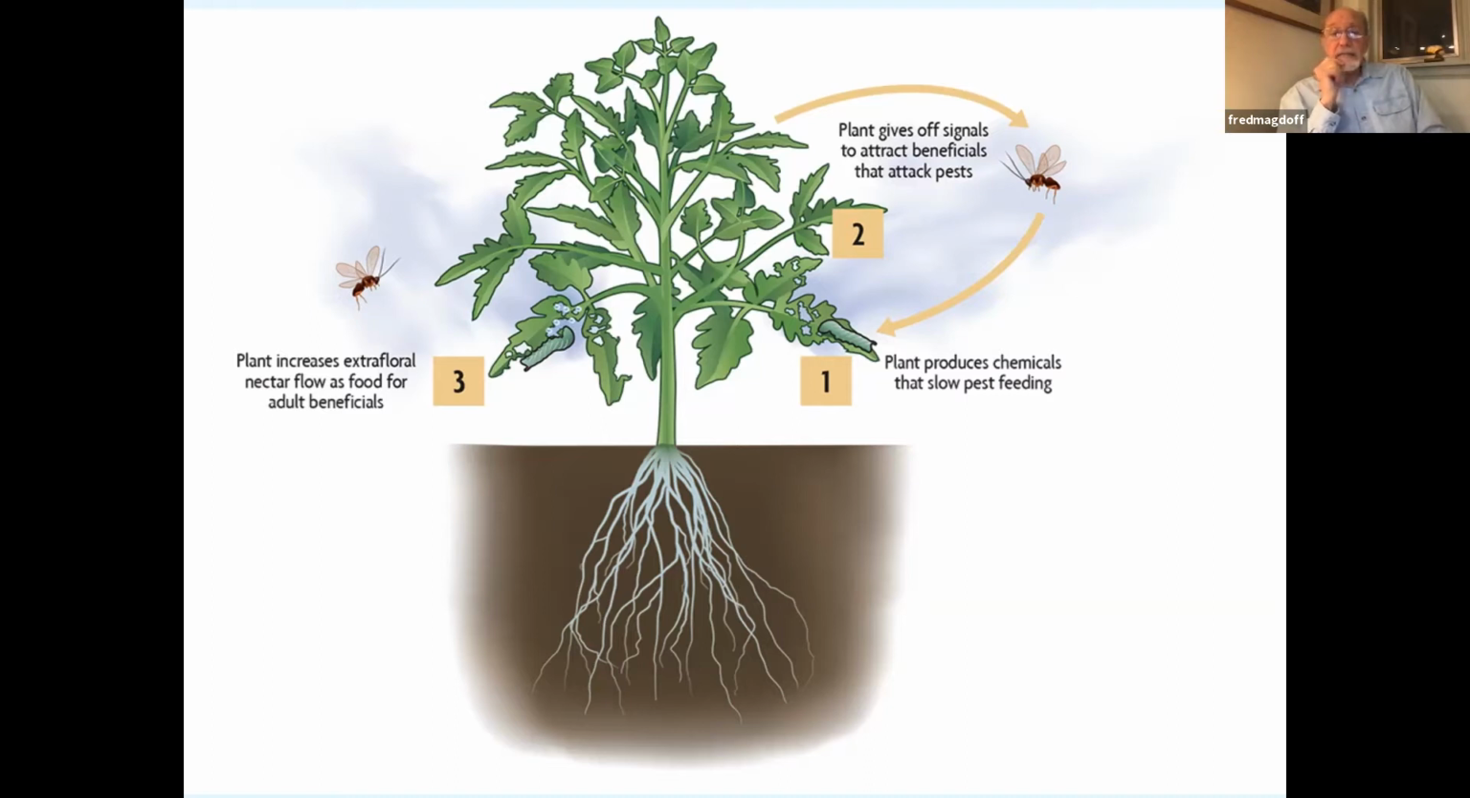But most of the herbivores, the insects that feed on plants, will actually have predators, or insects that want to lay their eggs in that particular organism. So what happens when an insect is feeding on the plant in the larval stage here? The plant produces chemicals first that slow the feeding. It gives it a slight case of indigestion. Then it gives off signals, okay? It gives off volatile chemicals from the leaves that attract the beneficial insects. And those insects then lay their eggs in the larvae of the plant.